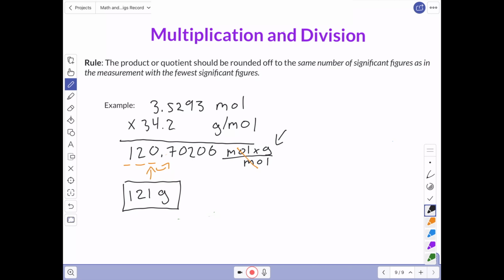That's how you do multiplication and division using significant digit multiplication and division rules.